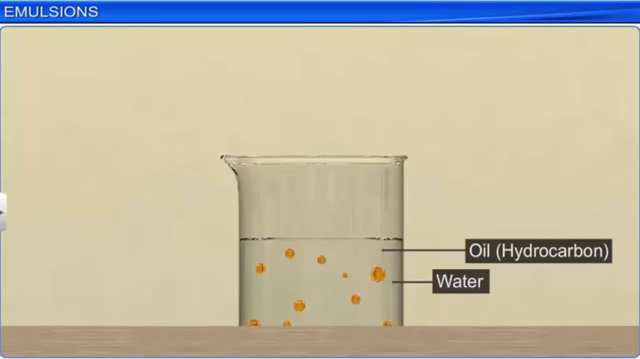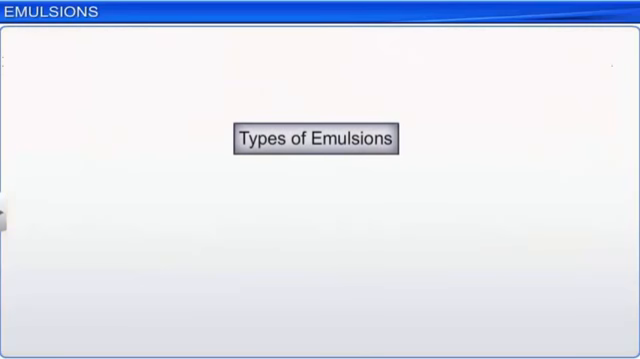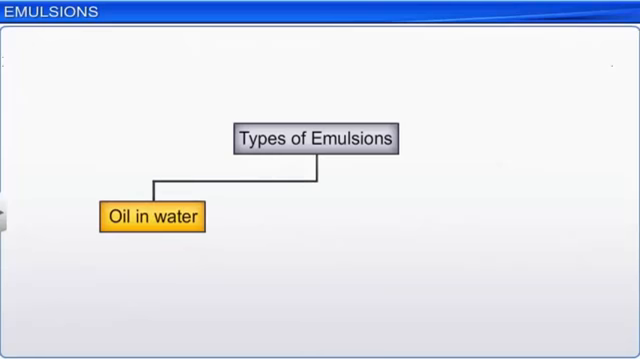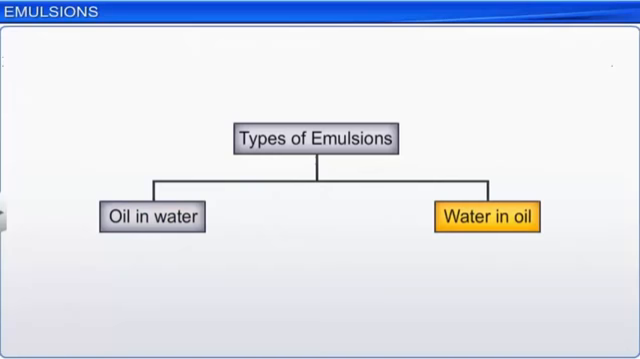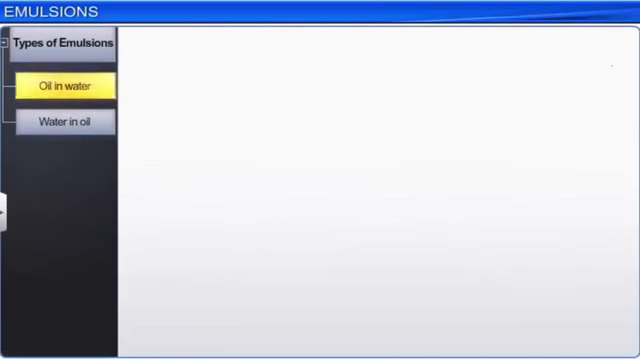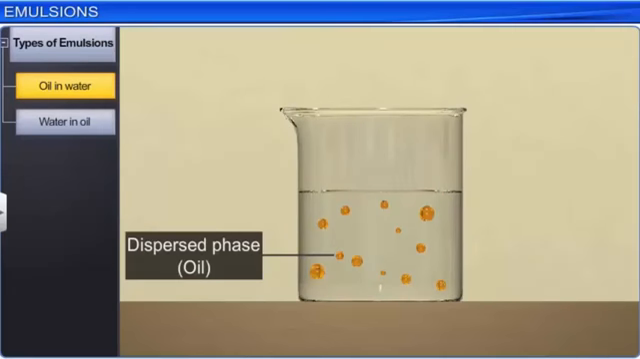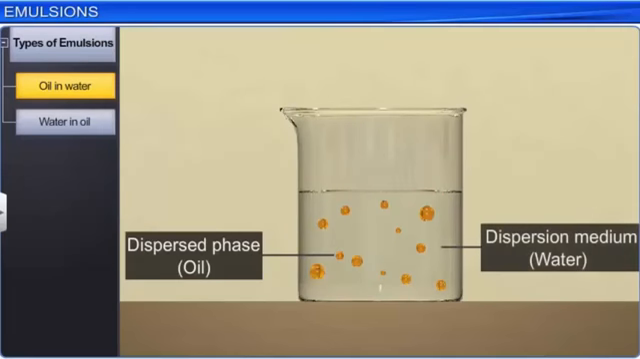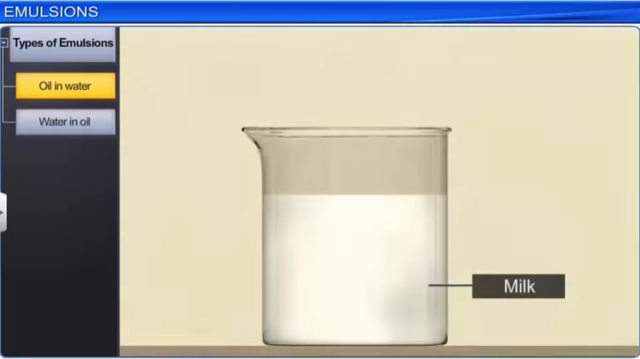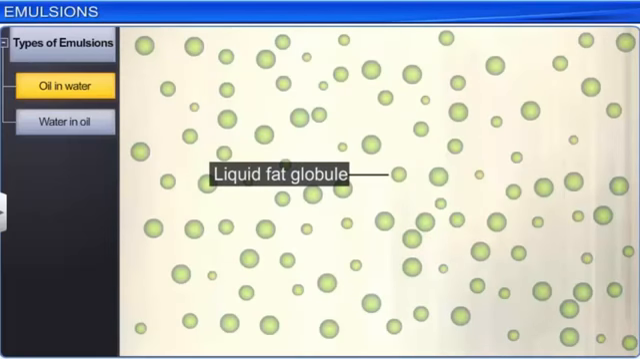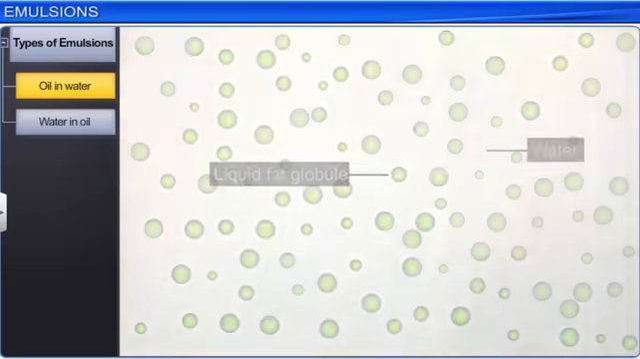Depending on the nature of the dispersed phase, emulsions are broadly classified into two types. They are oil and water type emulsions and water and oil type emulsions. In oil and water type of emulsions, oil acts as the dispersed phase and water acts as the dispersion medium. For example, milk is an emulsion of liquid fat globules dispersed in water. Another well-known example is that of vanishing cream.